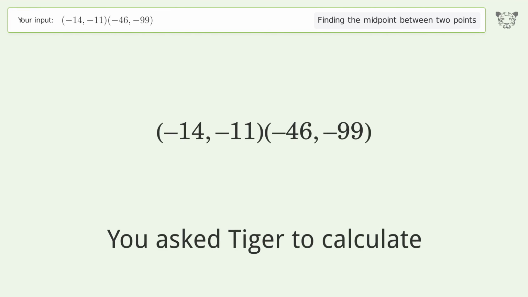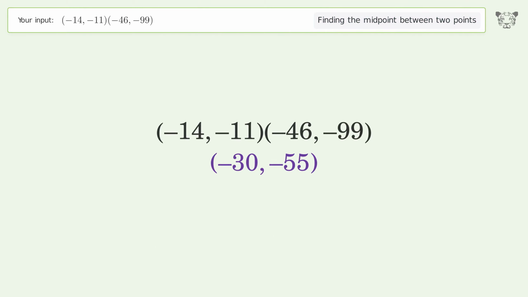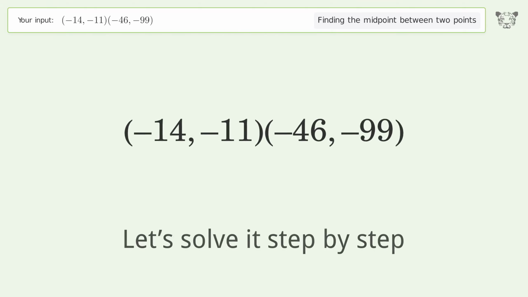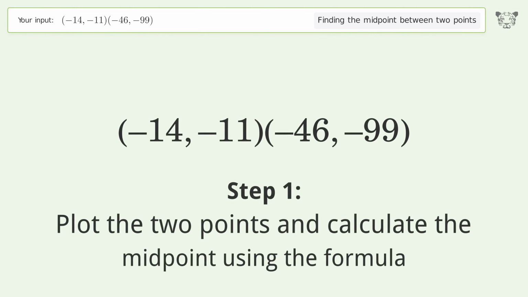You ask Tiger to calculate. This deals with finding the midpoint between 2 points. The midpoint between the 2 points is -30, -55. Let's solve it step by step. Plot the 2 points and calculate the midpoint using the formula.